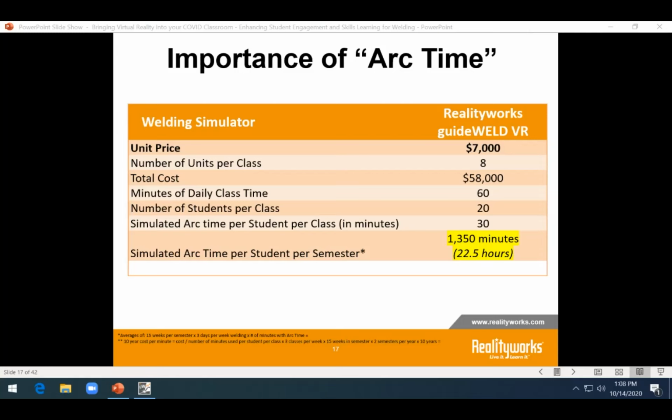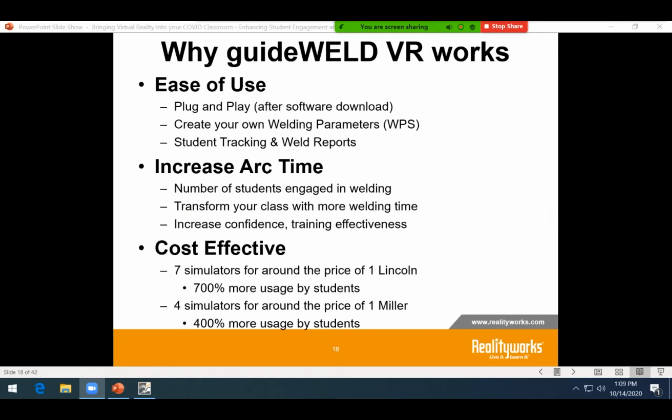Using 8 as our number, you can see students on an average of 60-minute class periods with about an average of 20 students per class. By doing this, they are able to get about 22.5 hours over a semester in this virtual or simulated arc world, giving them so much more time to be able to actually do welding. So why is this important? Because the ease of use, the increased arc time, and the cost effectiveness of it is very important.